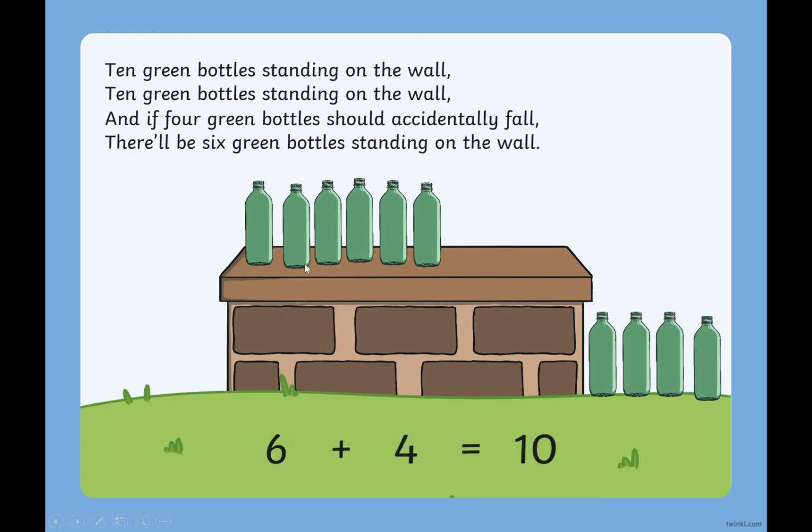So we've got 6 green bottles on the wall plus the 4 green bottles on the floor equals 10 green bottles altogether.